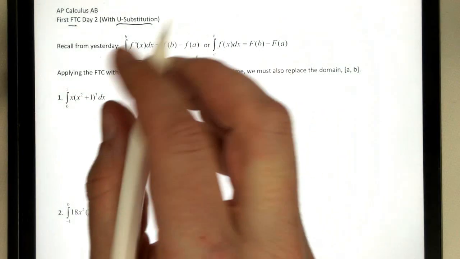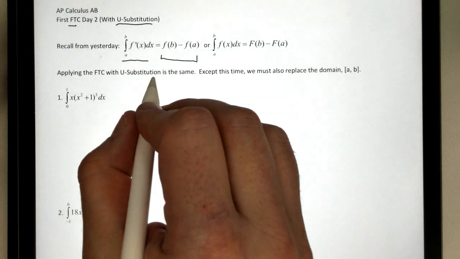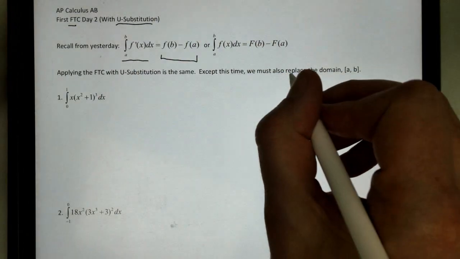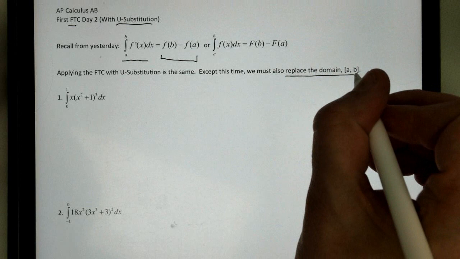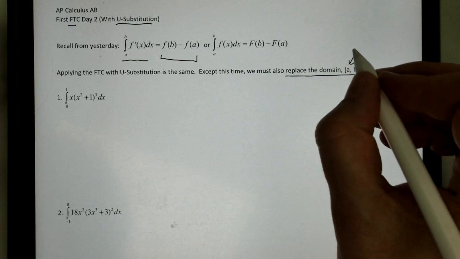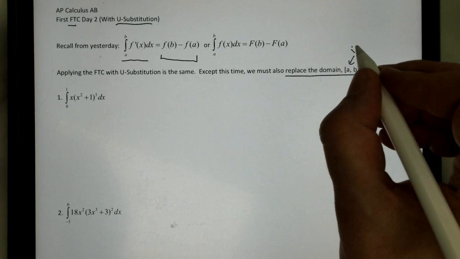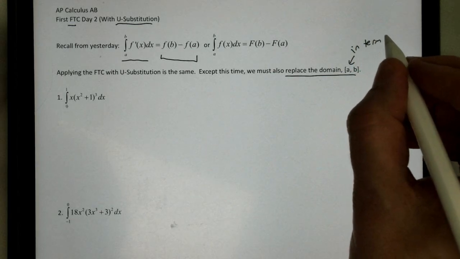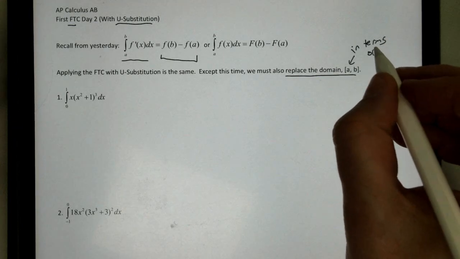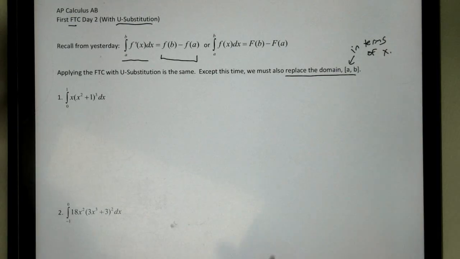So we're going to apply the FTC with use substitution. Except this time, the only difference is we're also going to have to replace our domain. And the reason for that is because our domain is also going to be in terms of x.